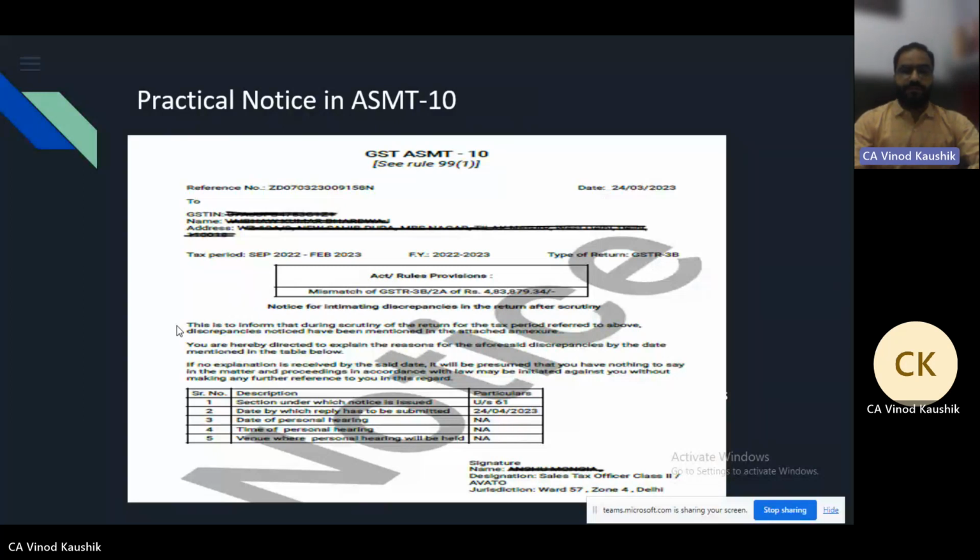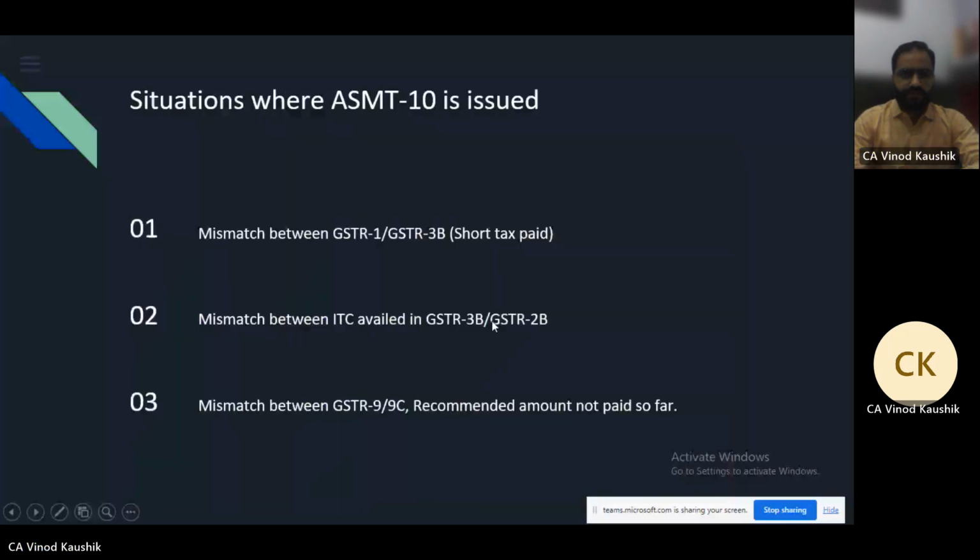So the objective of showing you the notice is that this notice in ASMT 10 is a valid notice because it is technically mentioning the discrepancies, but we have a justified explanation for those discrepancies.